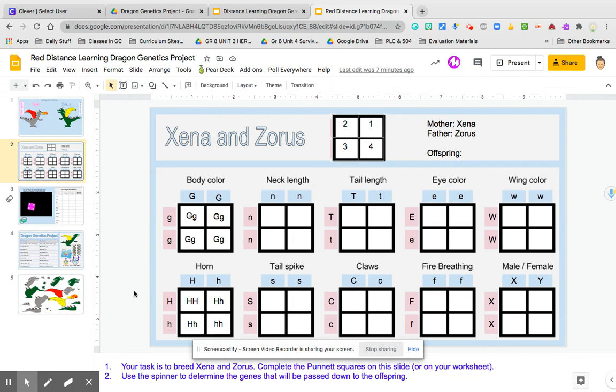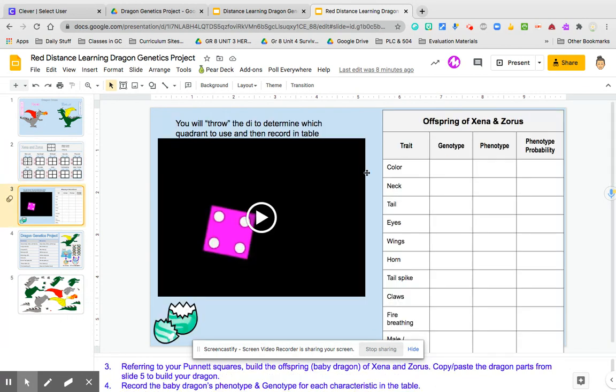So what we're going to do is go through each one of these Punnett squares, and you're going to roll a dice to determine which one to pick. Okay, so this is what we're going to do. First of all, we're going to do body color. Now, body color is a no-brainer because it's all the same, right?